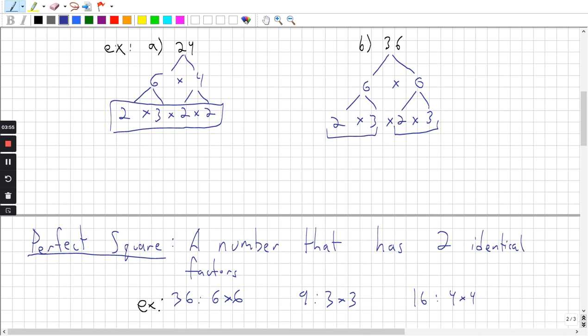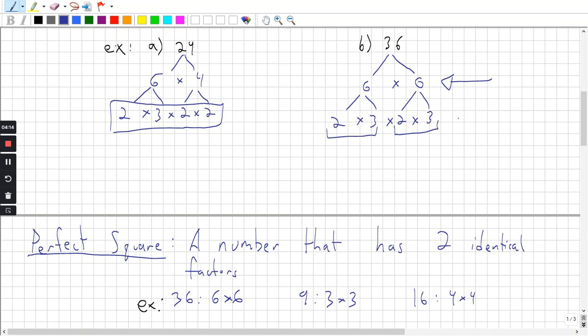2 times 2 is 4. That's a perfect square. 3 times 3 is 9. That's a perfect square. 4 times 4 is 16, and so on. So right from the beginning at 36, when I broke it down into 6 times 6, these are both identical numbers. Therefore, 36 would be a perfect square.